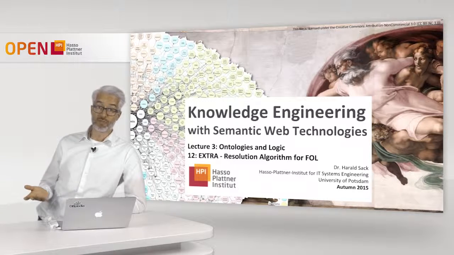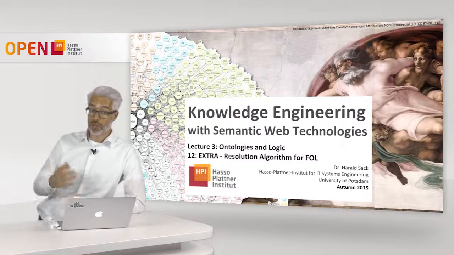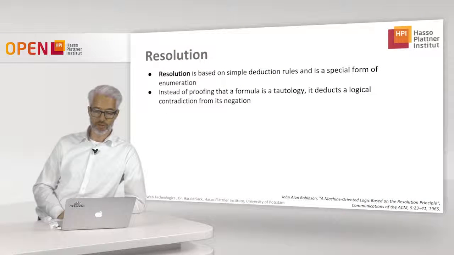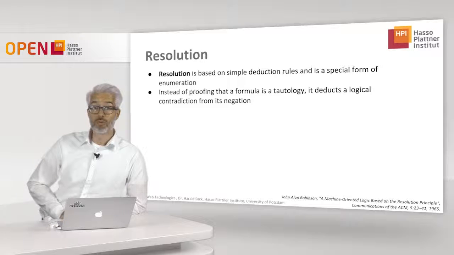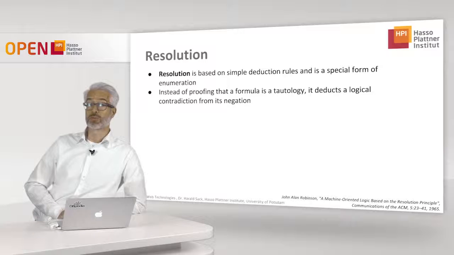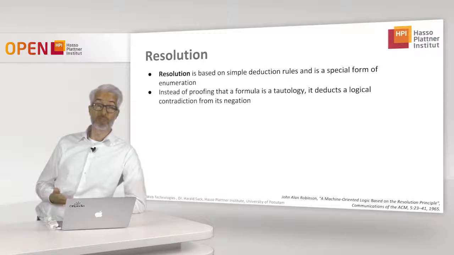You might remember we have always learned about some automatic reasoning algorithms, the Tableau algorithm, and we did this for propositional logic, first-order logic, as well as for description logics. And the resolution algorithm we will see in propositional logic as well as in first-order logic. So, what is resolution? It's a simple algorithm based on deduction rules, and it is a special form of enumeration, as we will see. And it follows exactly the same principle as the already known Tableau algorithm.